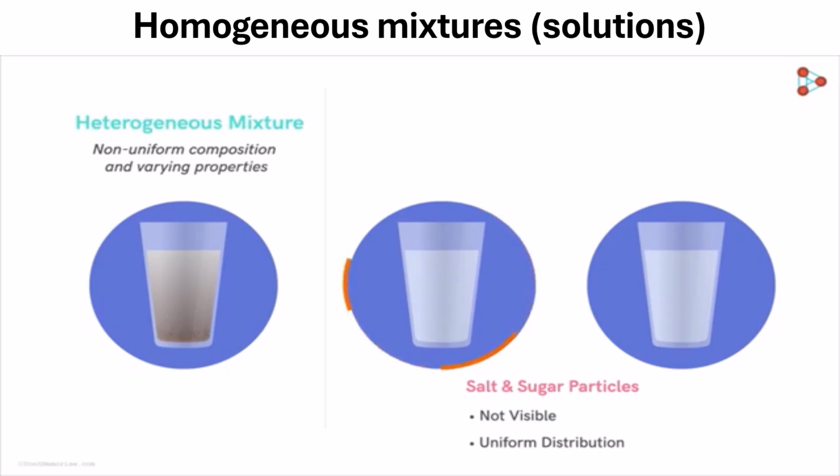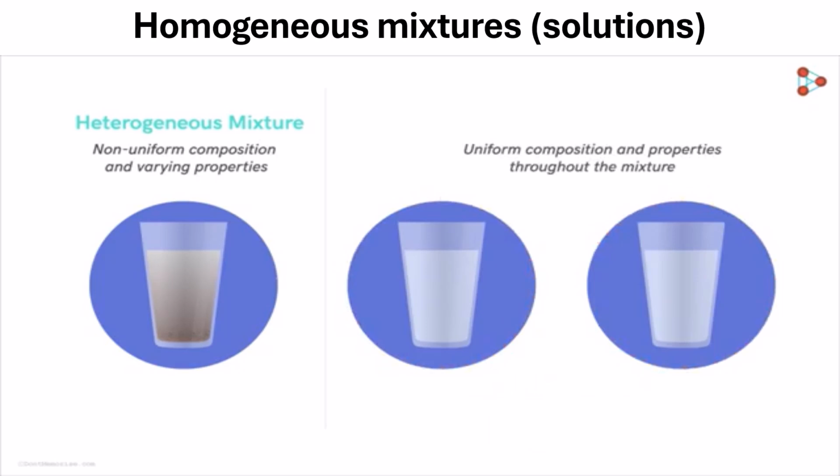And in the second and the third mixtures, their composition is uniform throughout. And its components are in a single phase. That is, we cannot separately see the individual components. So this type of a mixture in which its composition and properties are uniform throughout is called a homogeneous mixture.